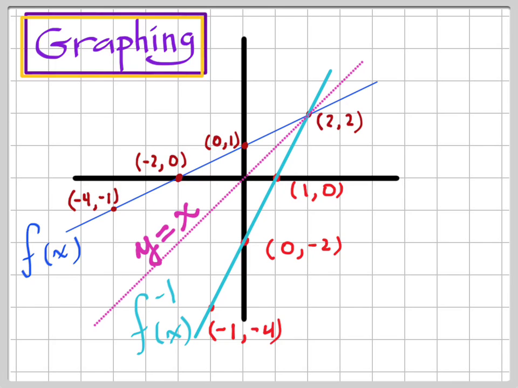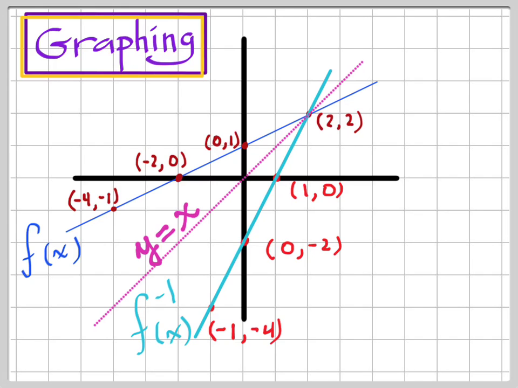The line y equals x is a line of symmetry between a graph of a function and its inverse. And that is a very important little feature of the graphs. And notice how that point there, (2, 2), it's on all three of them. And just think about that for a second.